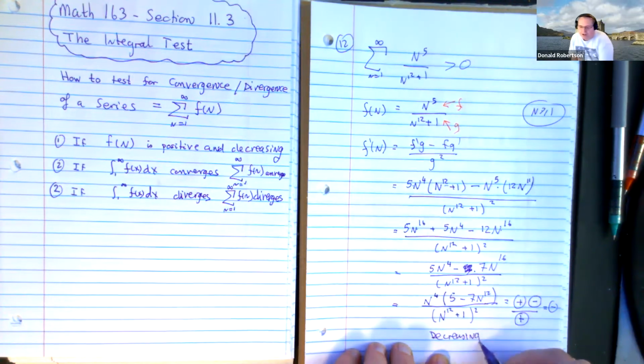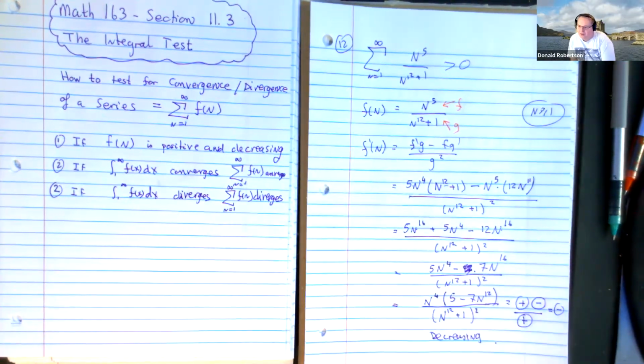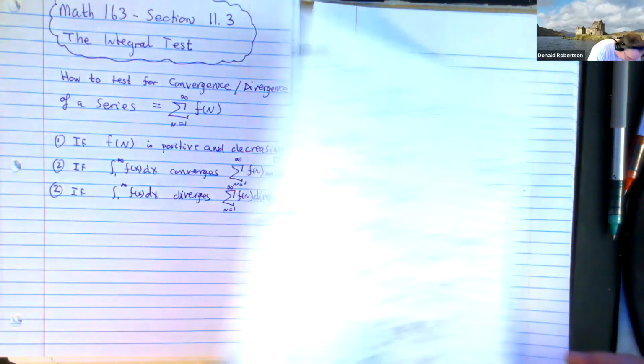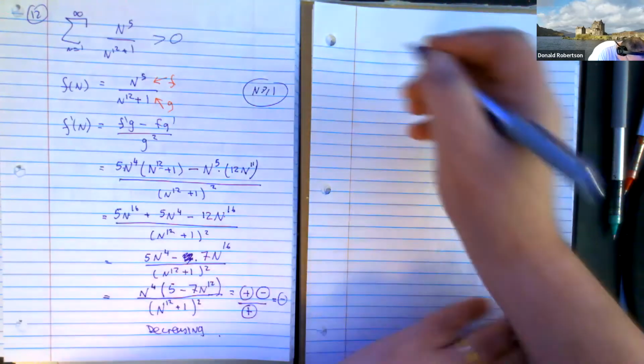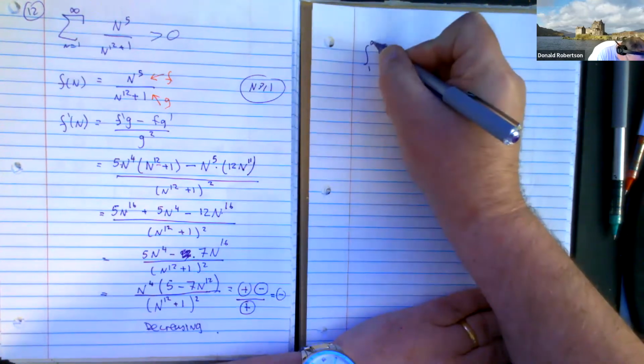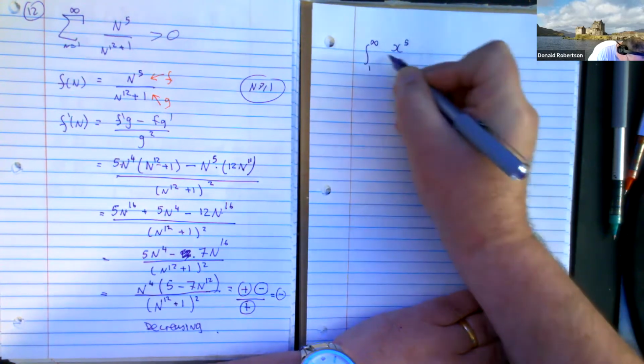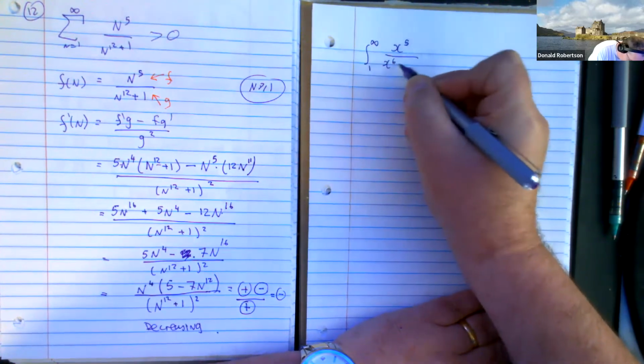Do you see how much time you spend on one question? We're only, what, halfway through, right? We've proved that it's positive and decreasing. What we now need to do is to move on and find this piece of the puzzle: the integral from 1 to infinity, convert them to x's, which is this fella here, dx.